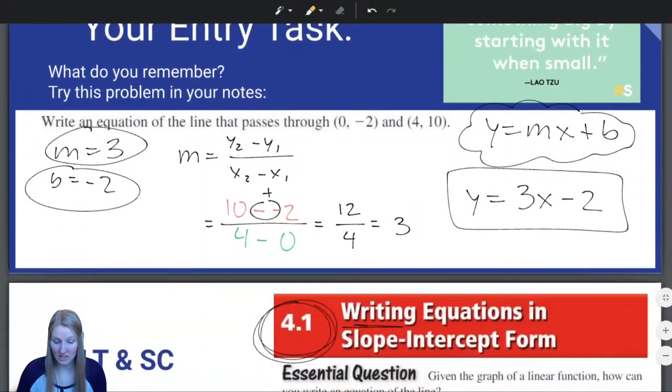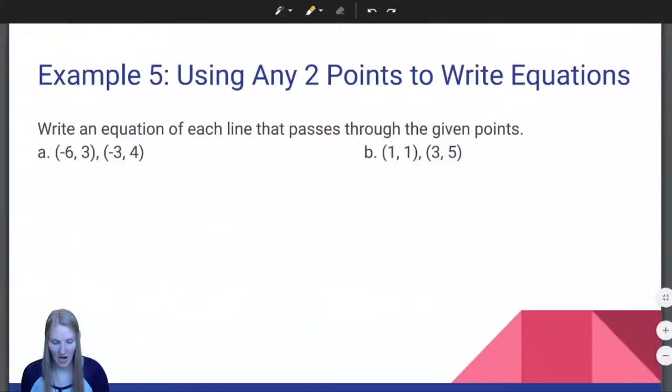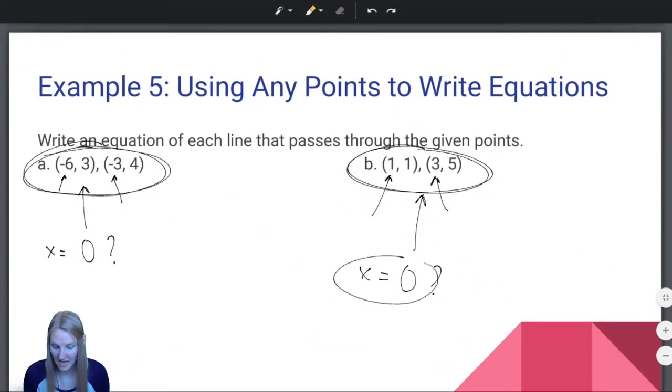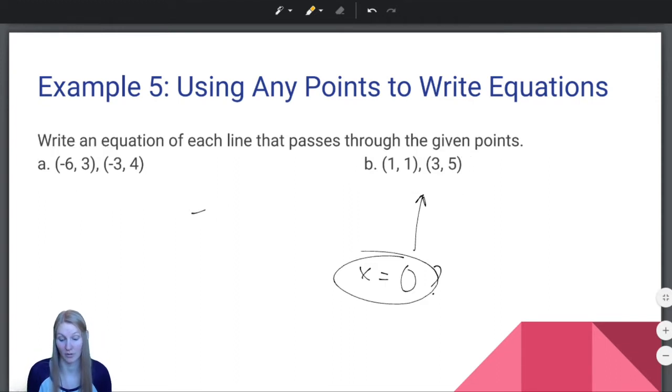Remember that in our entry task, when x is 0, that gives us our y-intercept. That gives us what b is. But in example 5, we aren't given x equals 0. We have x equals -6 and 1 and 3, but we don't have x equals 0. So we can't just look at the point and say, oh yeah, 4 is equal to b. No, we actually can't do that. We have to do this another way. And that's what today is all about.